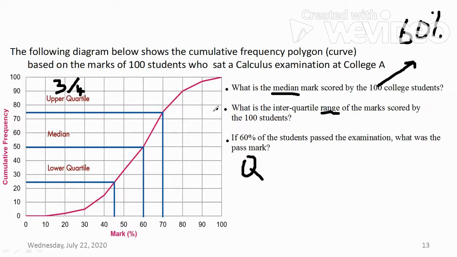So the upper quartile, let's call it Q3. We're focusing on this question here. Q3, the upper quartile, is what? 70.